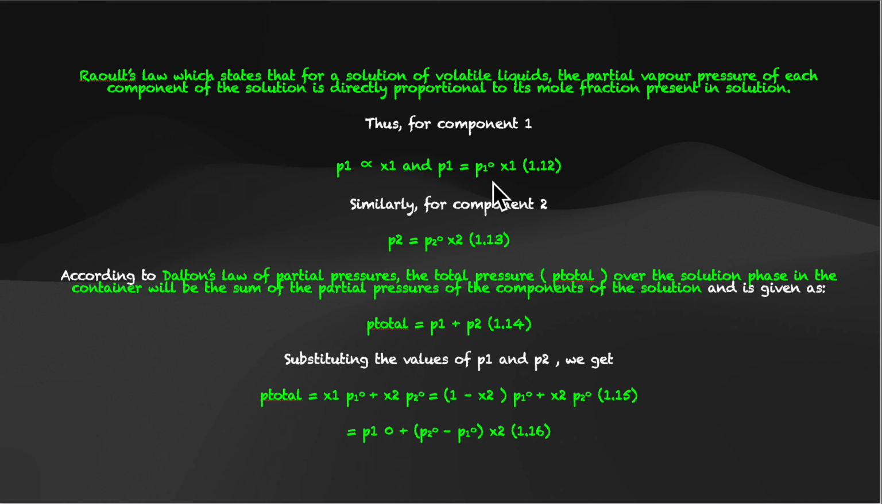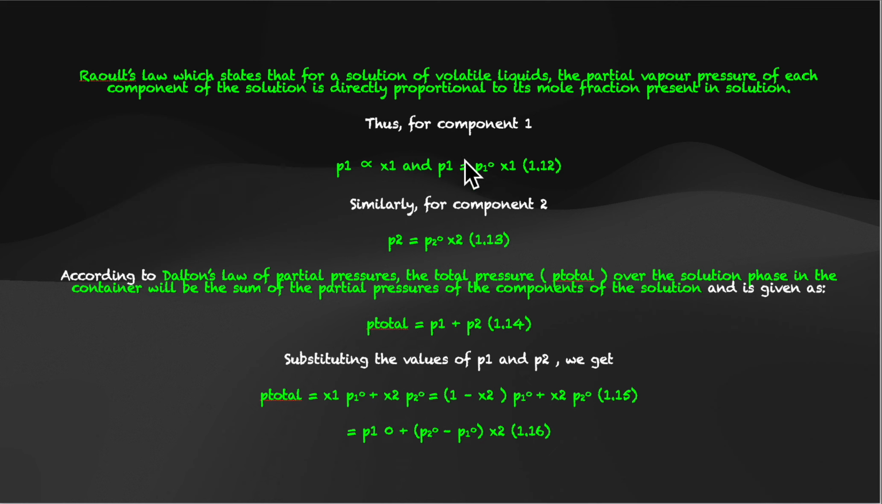P1 naught is nothing but the vapor pressure of the pure component. That is, P1 is the partial vapor pressure of the component while it is present in the solution, whereas P1 naught is actually a proportionality constant here, which is nothing but the partial vapor pressure of the component when it is pure, that is when it is not present in the solution and it is present independently. That time there would be a vapor pressure, right? That partial vapor pressure is represented as P1 naught or P2 naught, that P naught is nothing but the partial vapor pressure of the pure component.